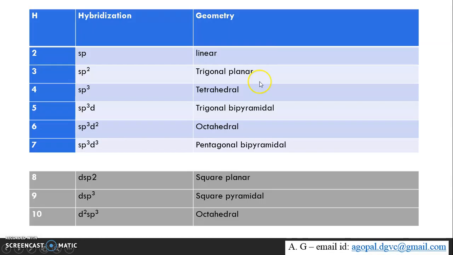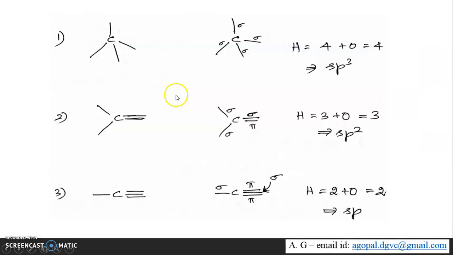If H value is 4, then the hybridization is sp3. Then see the second example. Here we have a carbon with a double bond and 2 single bonds. What is the hybridization? Single bonds are always sigma bonds. In a double bond, one bond is sigma and the other bond is pi. Therefore H value is equal to 3 plus 0 equals 3. So hybridization is sp2.